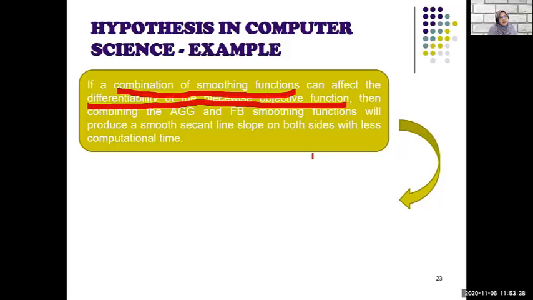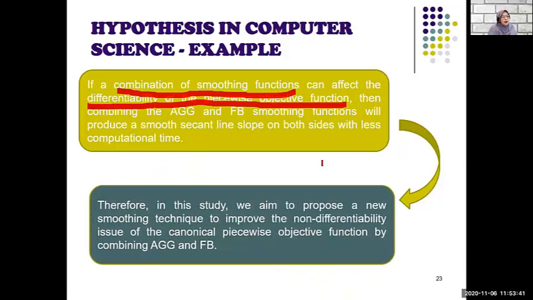After we write the hypothesis, we can write the aim or objective based on our hypothesis. So therefore, in this study, we aim to propose a new smoothing technique to improve the non-differentiability issues of the canonical piecewise objective function by combining AGG and FB. You can see the words combining AGG and FB, and this is also the issue that you try to tackle. So this is how to relate your hypothesis with your research aim.